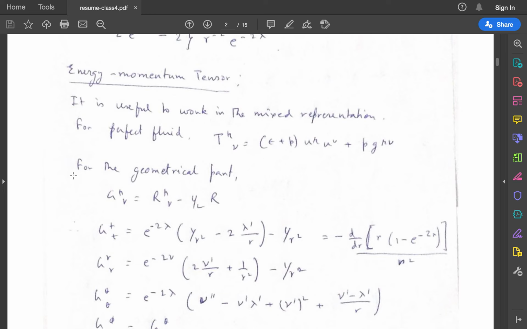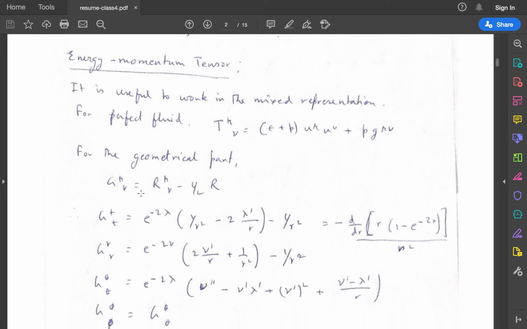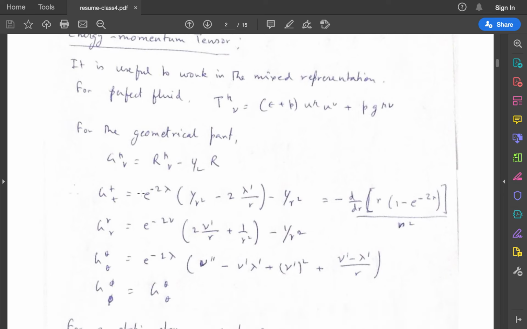This you have encountered earlier when we discussed the energy momentum tensor for a perfect fluid. So now we have the geometrical part, and we have the perfect fluid part. So I can also write this G mu nu, the Einstein tensor, this total geometrical part, which is nothing but R mu nu minus half R g mu nu. So I can write that.